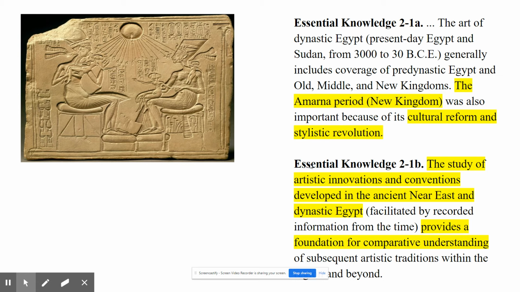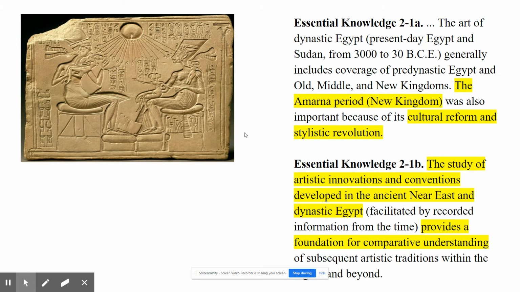This is a result of a change in religion. Akhenaten totally changes the religion away from Ra and to Aten. And with the change in religion, there was a massive change in culture, very briefly, and also a change in artistic styles. Okay.